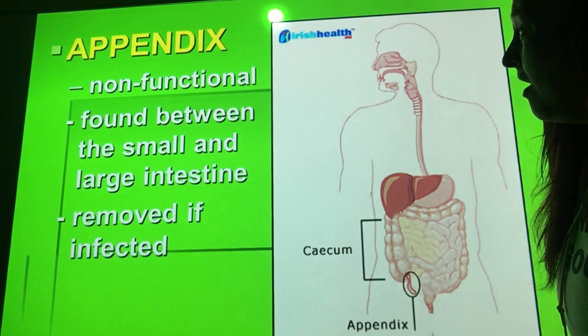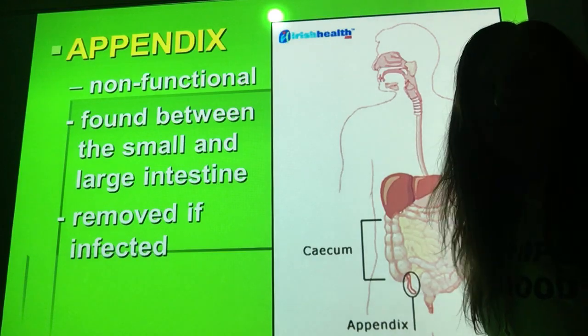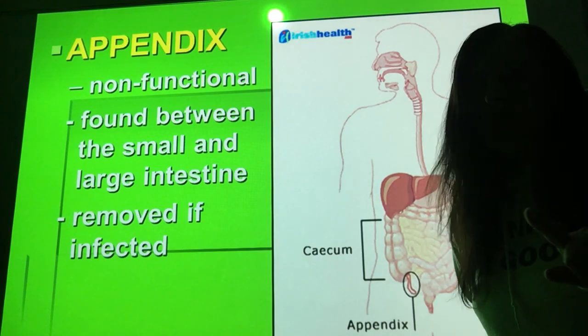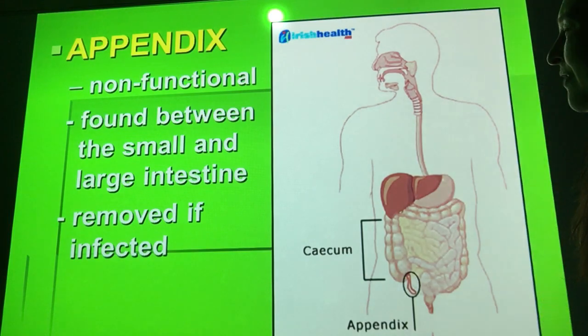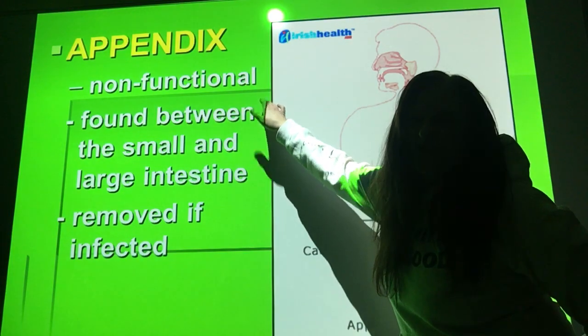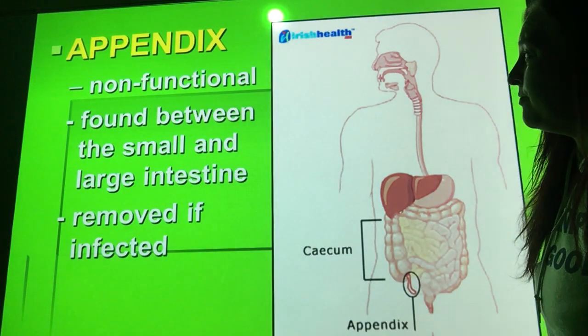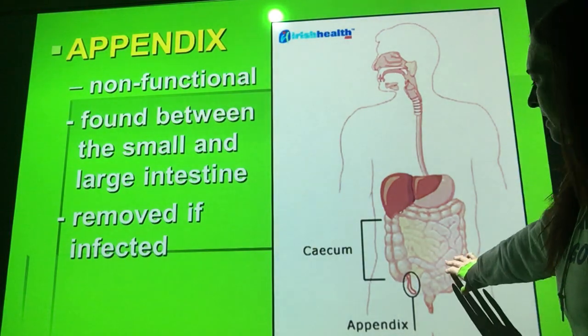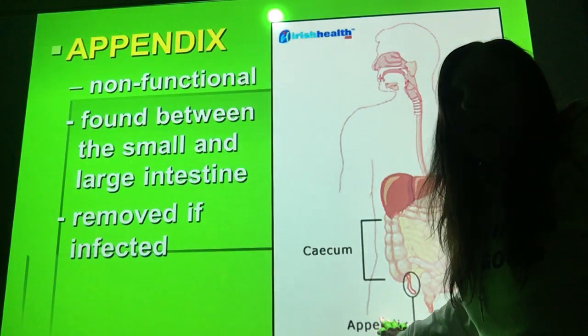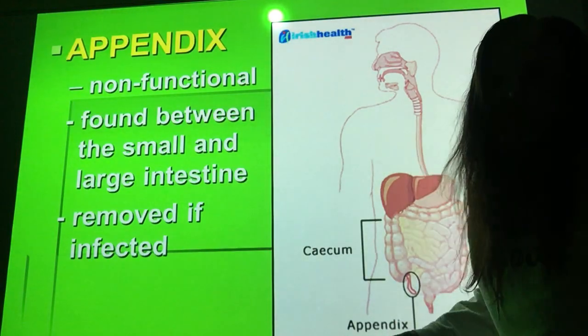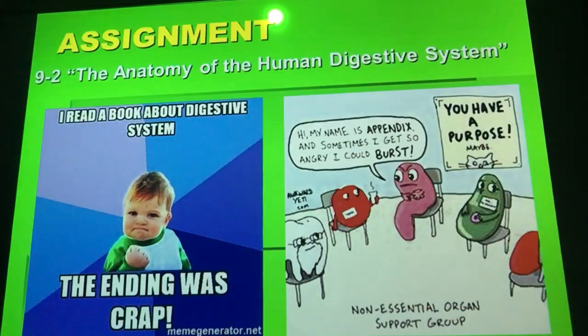But the appendix is non-functional. It used to have a function in the past, but not anymore. Take Bio40S to find that out. We talk about the appendix when we look at evolutionary structures. So take Bio40S to find out why it's non-functional and why we still have it. It's found between the small and the large intestine. Basically, like the gallbladder, the only time you hear about it is when someone has an appendicitis attack. Like I said, I had mine removed. I'm fine. It's the only time you talk about it.